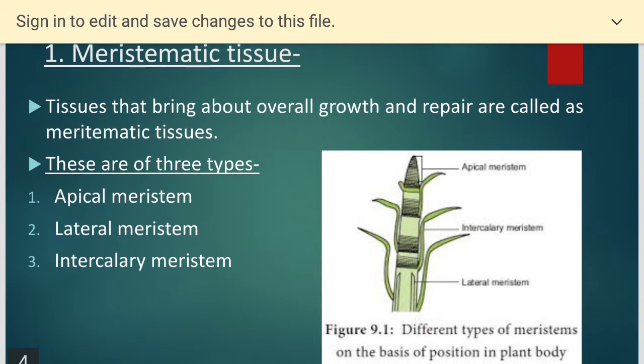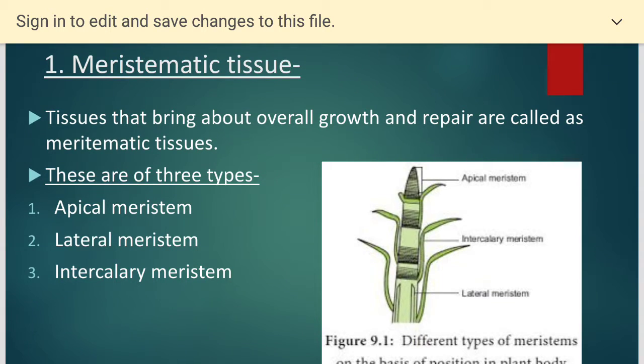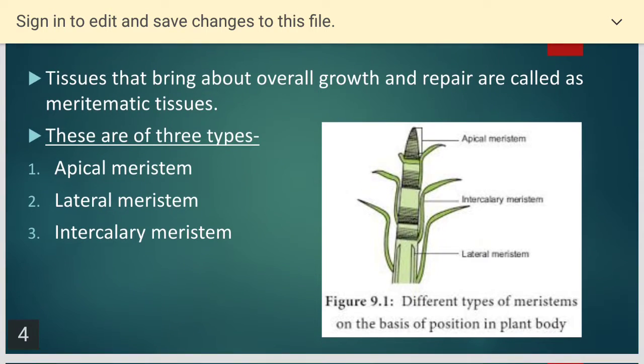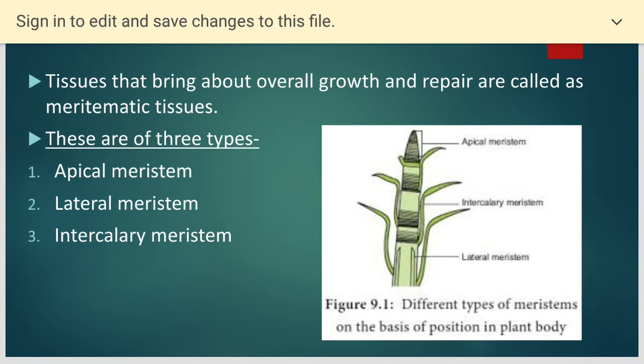Coming to the meristematic tissues. Meristematic tissues are those tissues that bring about overall growth and repair. So tissues that bring about overall growth and repair are called meristematic tissues. Where are they present? They are present in the root tips and the shoot tips, because the roots also have to grow and the shoot also has to grow. Basically, these meristematic tissues are of 3 types depending upon their position: apical meristem, lateral meristem and the intercalary meristem.